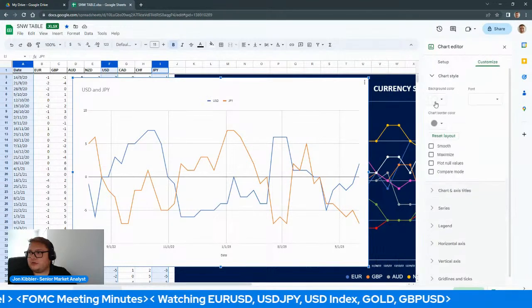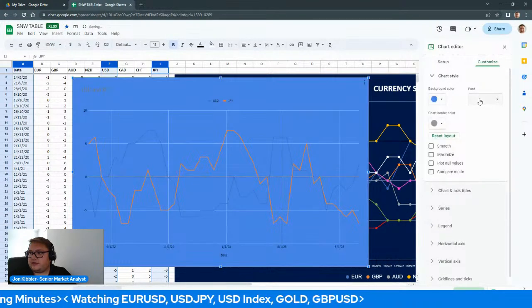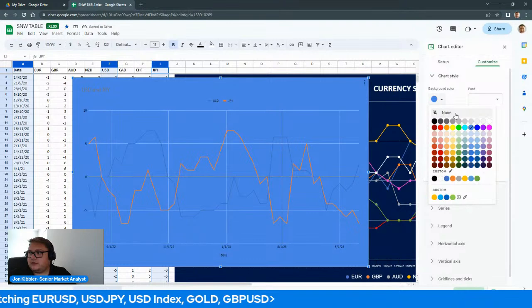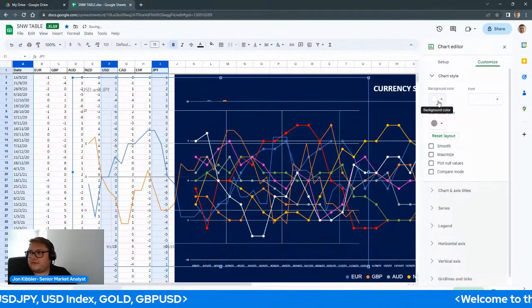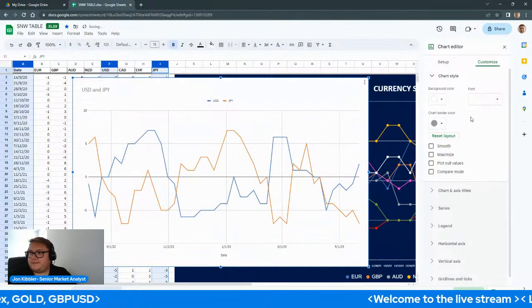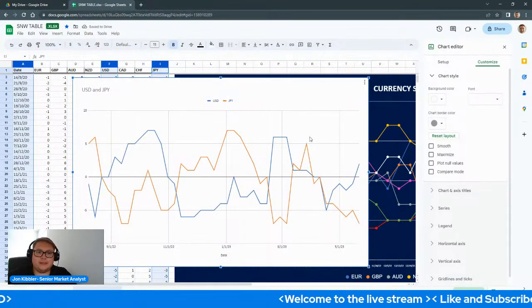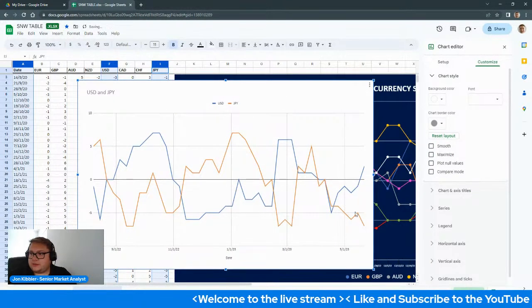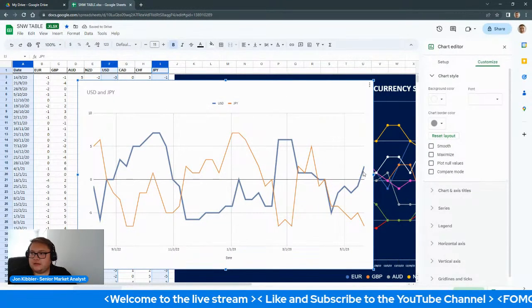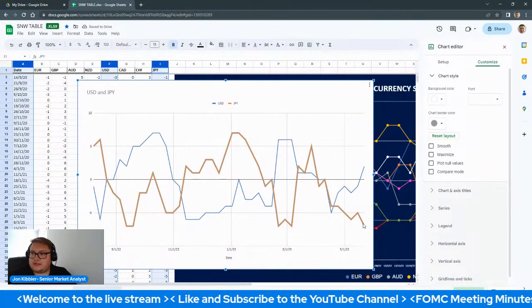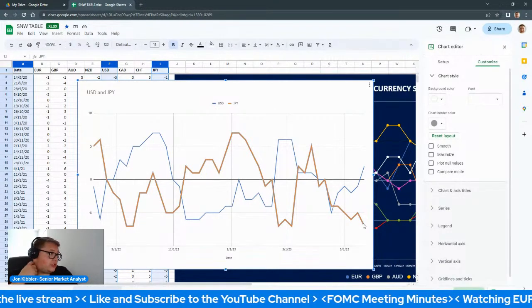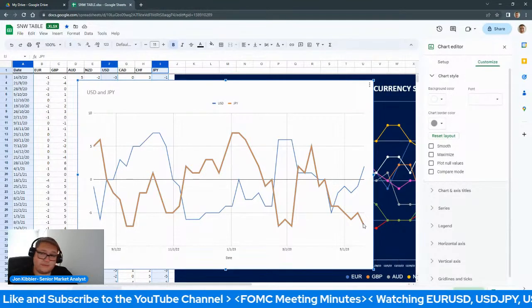Again, you can change the background colors and all that kind of stuff. If you really want to go through all that, you can even make it transparent, all that kind of good stuff. So yeah, we can see clearly now that the dollar is strong, yen is weak. You want to be trading that potential movement. Okay.